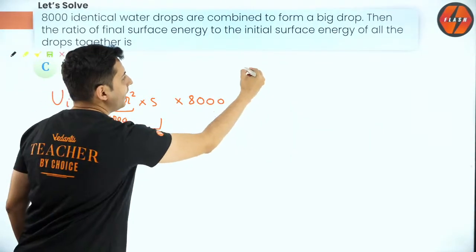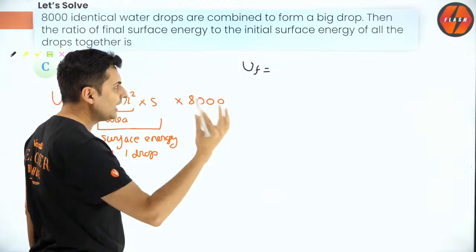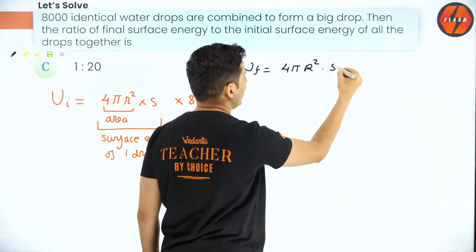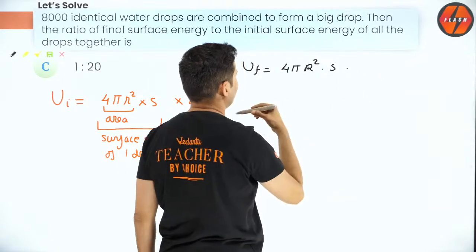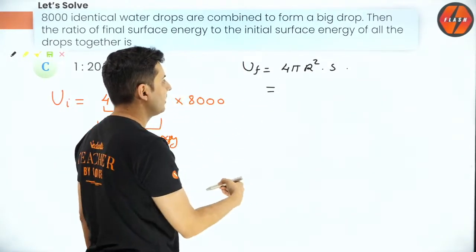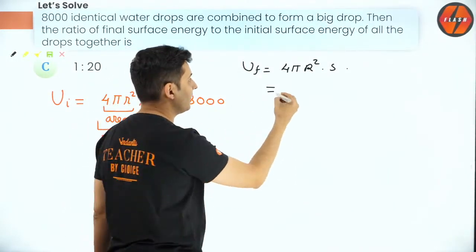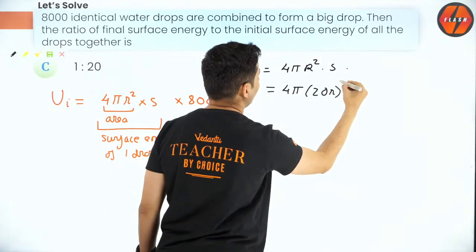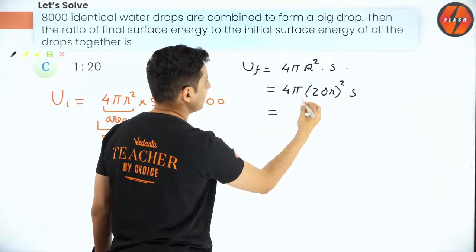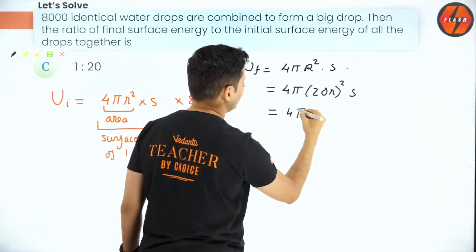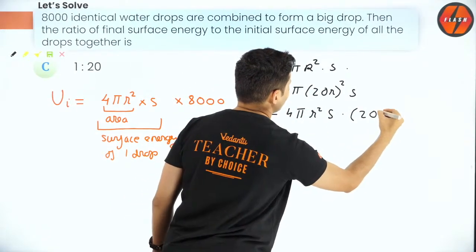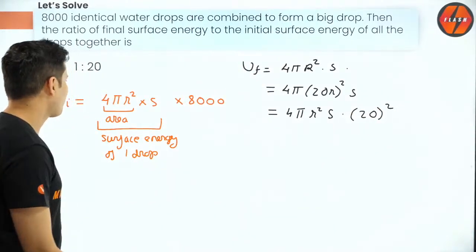Similarly, what will be the final energy? It will be again 4 pi, but this time big R square into S. But there is only one drop like that. But I know what is R square. What is R? 20 times small r. So it will be 4 pi 20 times small r square S. So this will become 4 pi r square S into 20 square. I'll just keep it over there.